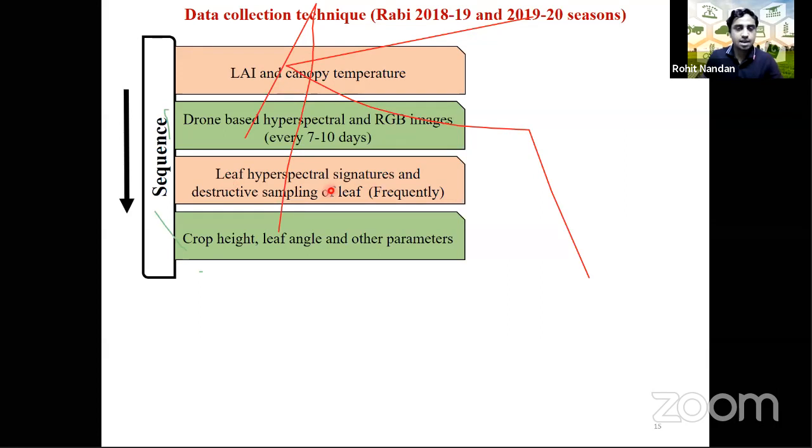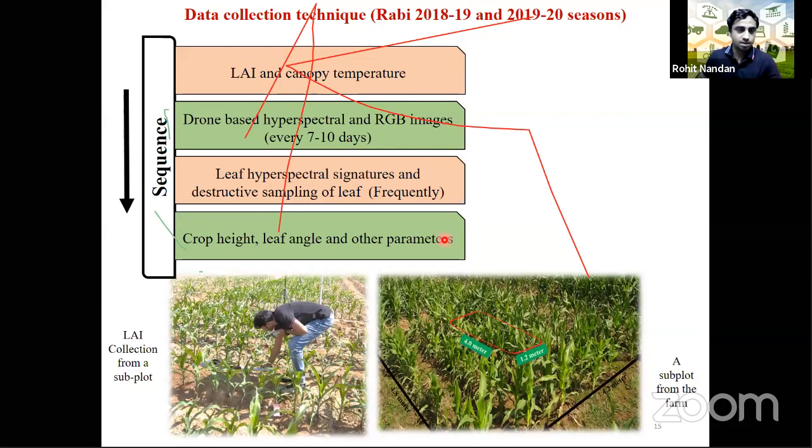Also, we take that leaf and do the destructive sampling, and then later we go to the lab and analyze it and collect some of the chemical contents from those leaves. So that part is done in the chemistry. Then crop height, leaf angle, and some other parameters.